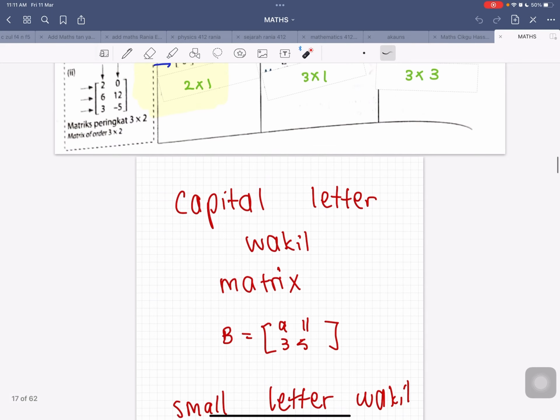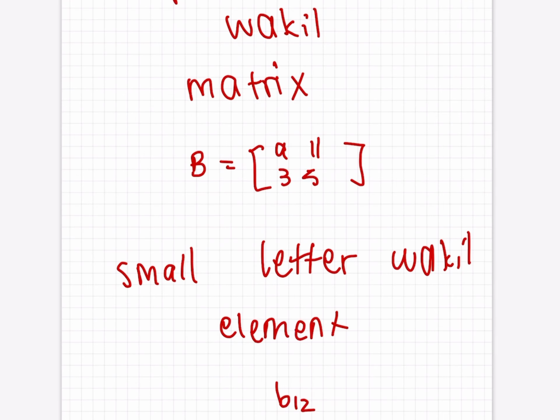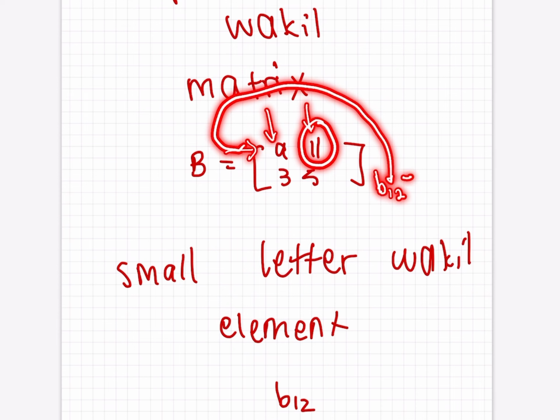That's it. Moving on. So capital letter wakil the whole entire matrix, tapi small letter wakil the element. Whole entire matrix, you're going to put a capital B. But if you want to represent number 11, katakan, ni row pertama tapi column kedua. So 11 is b 1, 2. Sebut row dulu, barulah sebut column.